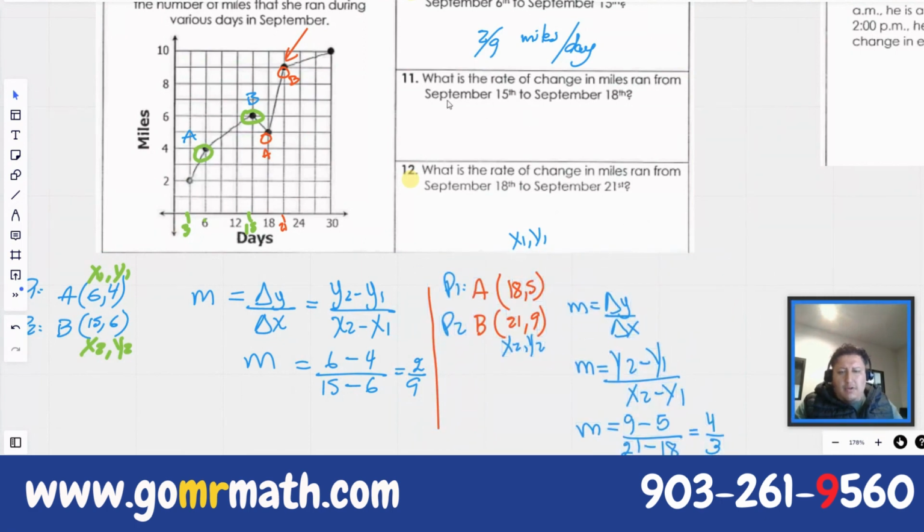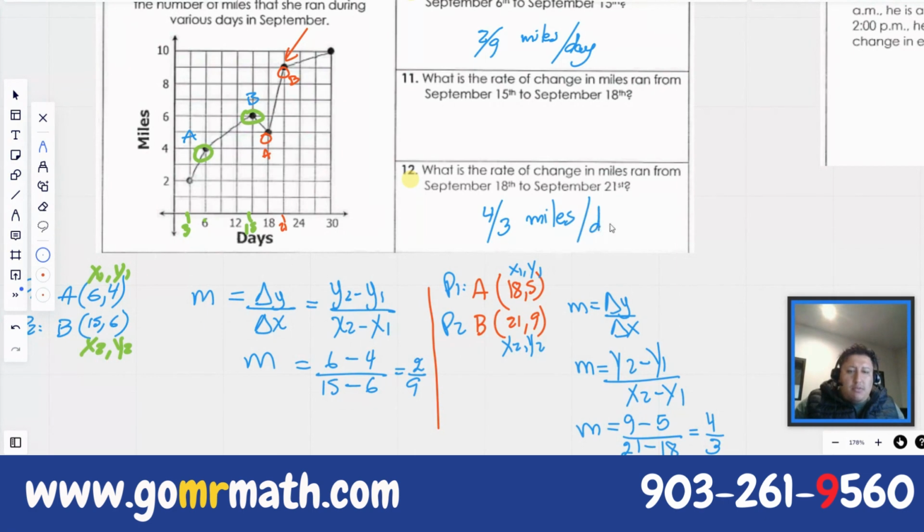Okay, now that's better. So we can write our answer. x1, y1. Okay, and so my rate of change is 4/3, which is 1.3333 miles per day. So remember, it's not the same slope along the entire graphic because the lines are different. It's not just one straight line. Okay, let's continue.